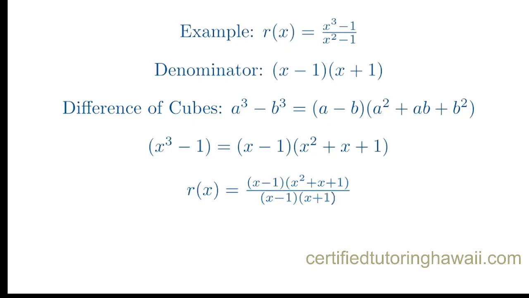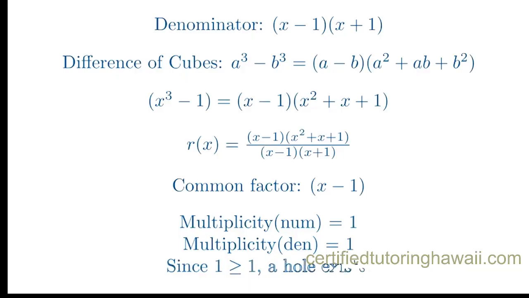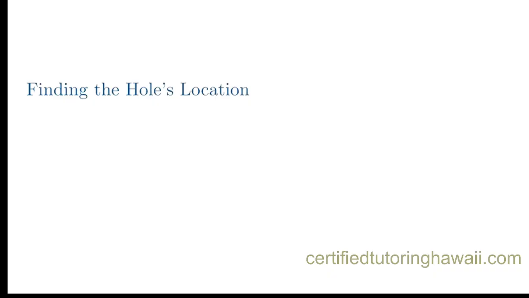Let's identify the common factors. We see the factor x minus 1 in both the numerator and the denominator. Its multiplicity is 1 in both. The common factor is x minus 1. Since its multiplicity in the numerator, 1, is equal to its multiplicity in the denominator, 1, it cancels completely. Because the factor x minus 1 cancels completely, our rule tells us there's a hole at x equals 1. We've confirmed a hole exists at x equals 1.